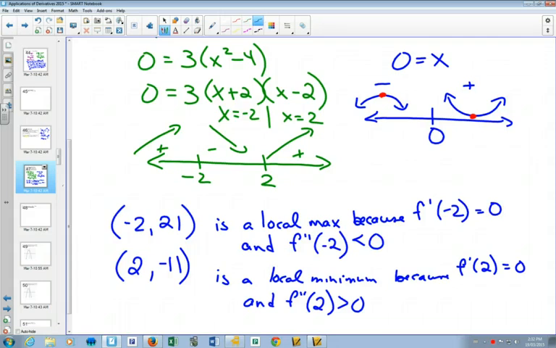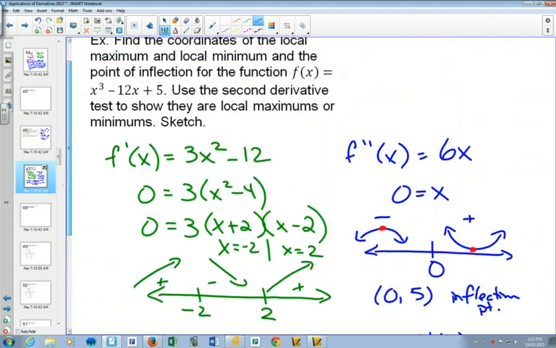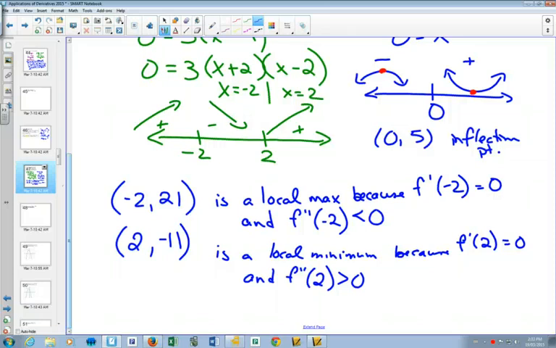When you do the second derivative, you can also find your inflection point. Here it'll be 0, 5. And we know that that's an inflection point because it changes concavity at that point. Also because f prime of 0 is not equal to 0, so it's not also a local min or a local max. So that's using the second derivative to say whether they're maxes or mins. Now we have enough information. We can sketch this.